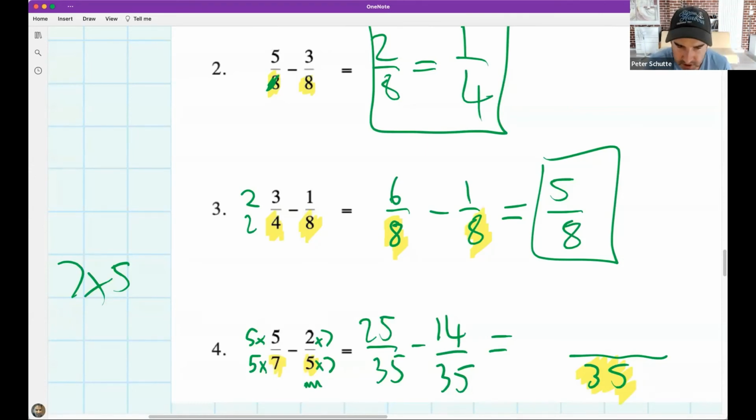So let me see if I can go 25 minus 14. To me, 6 and 5 is 11. So I get 11 over 35 as my final answer.